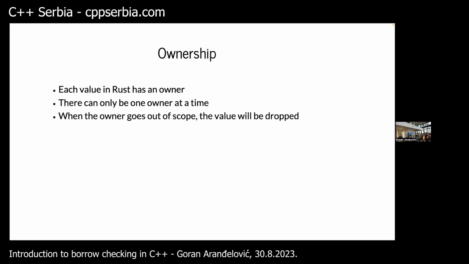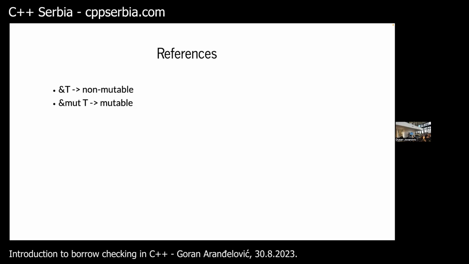And this is something similar to C++. When the owner goes out of scope, the value will be dropped. The value will be destructed. So this is pretty much the same as in C++. When an object goes out of scope, it will be destroyed. Be it a plain old data type, where maybe the stack pointer will be just adjusted, or a user-defined type, where of course the destructor will be called, and that is the same thing as in Rust.